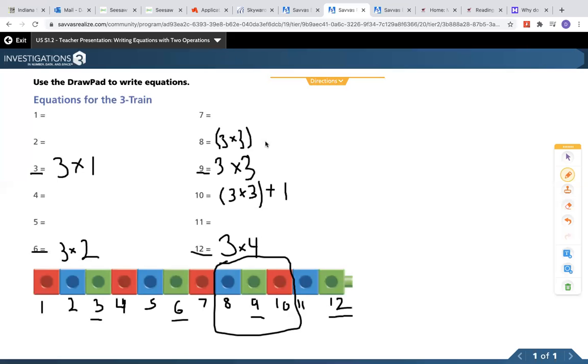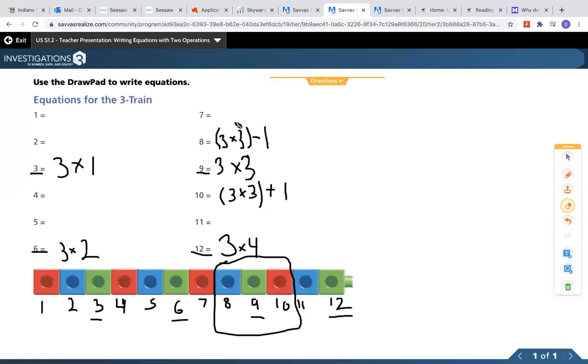All right, so we're gonna go ahead and go. I have to take away 1 because I know that 3 times 3 equals 9, and 9 minus 1 equals 8. Perfect.